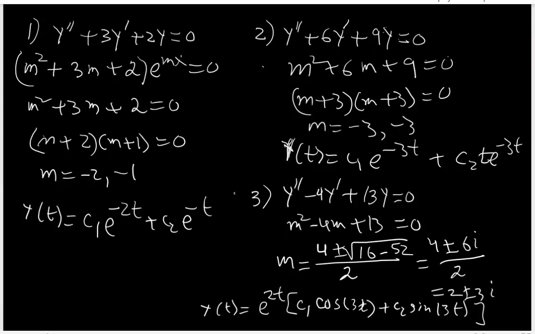The first one gives us real and distinct roots, so we write it one way. Then in the second example, we have repeated roots, or you can say real and equal roots. That's why we write another format. And then in number 3, we are writing complex numbers. So the real part, you have 2 that comes out with e to the 2t, and then the imaginary part 3i goes with c1 cosine 3t plus c2 sine 3t.